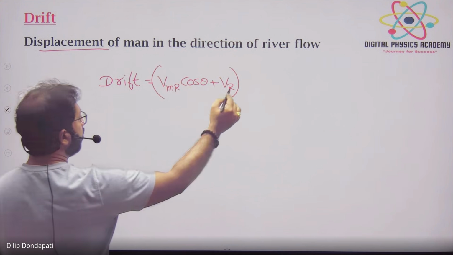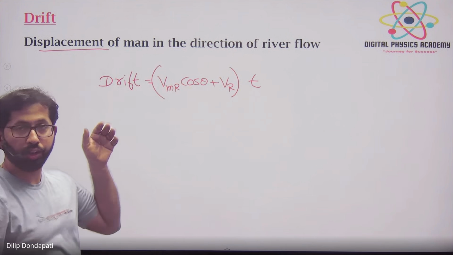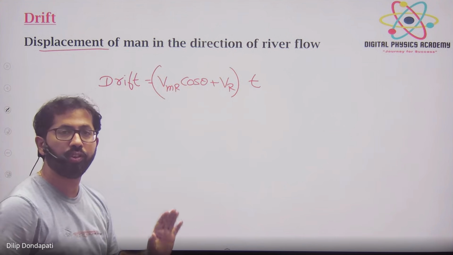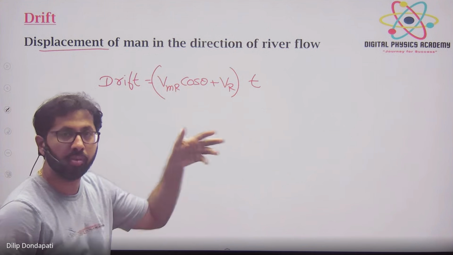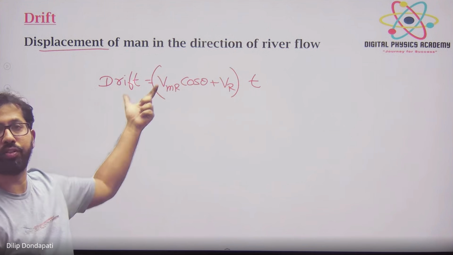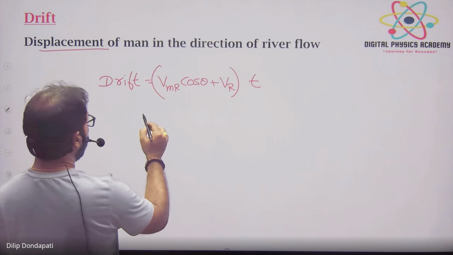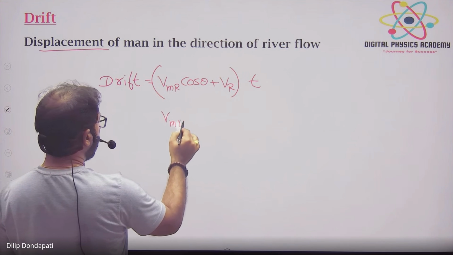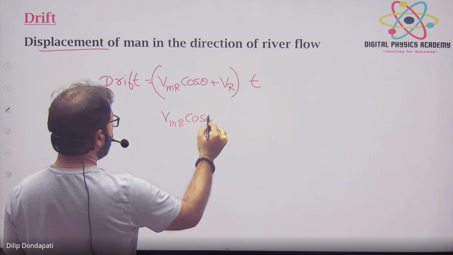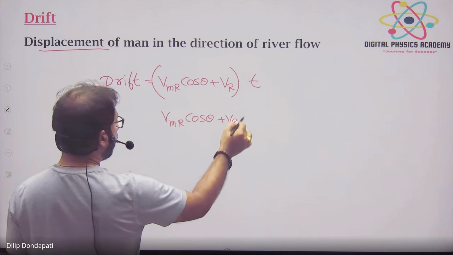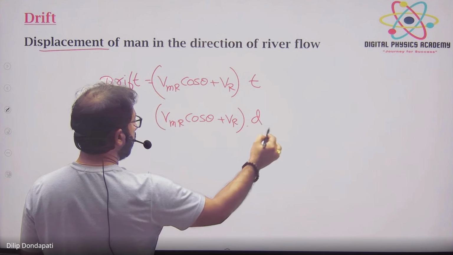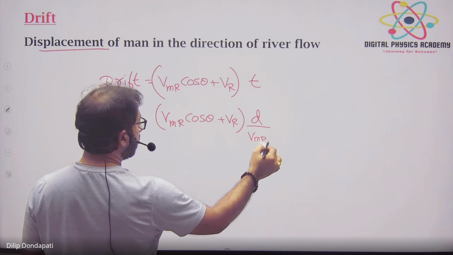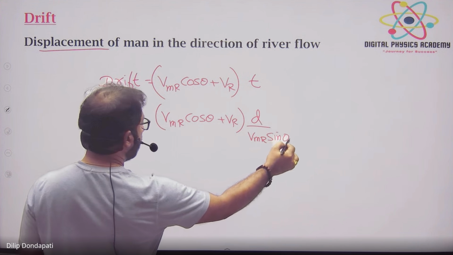Velocity into time. So drift means horizontal velocity only we should take. Why we should not take vertical velocity? Horizontal में कितना velocity है into time is nothing but drift. So time already you know, right? VMR cos theta plus VR into time is what? Distance by VMR sin theta, right? So this is called drift.